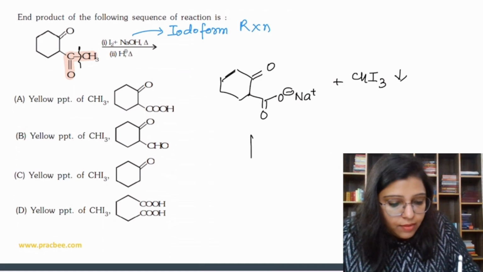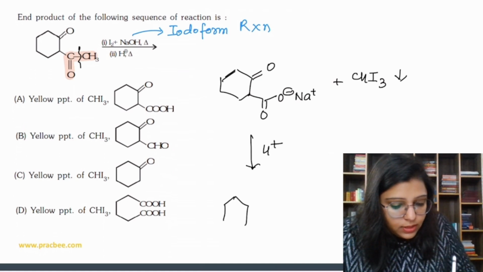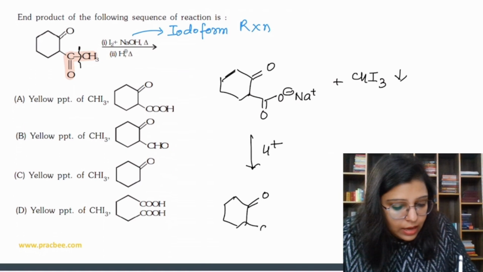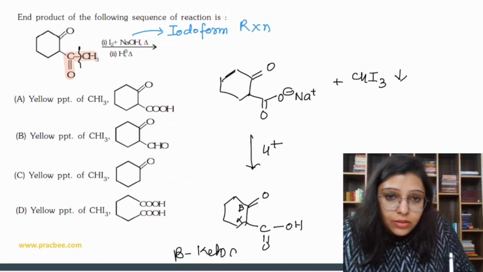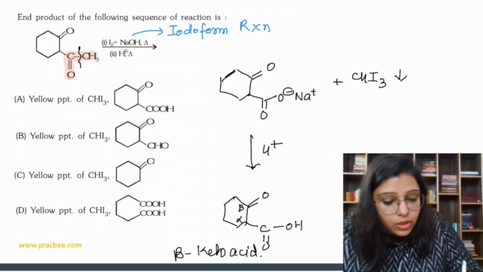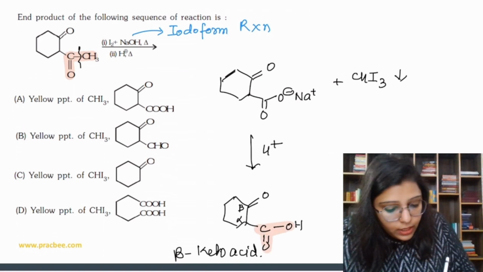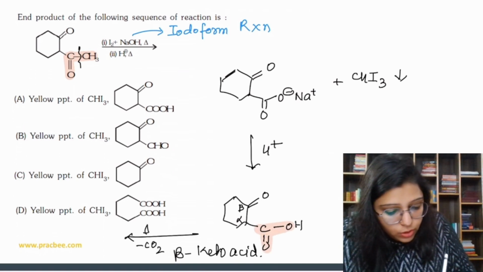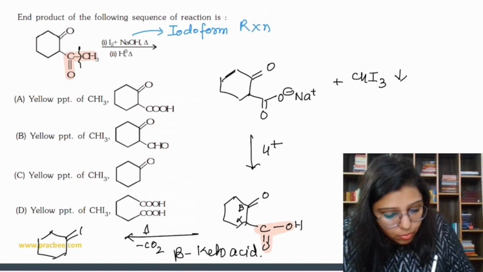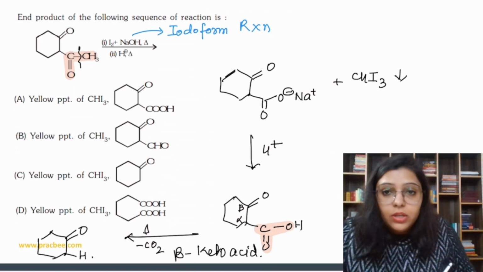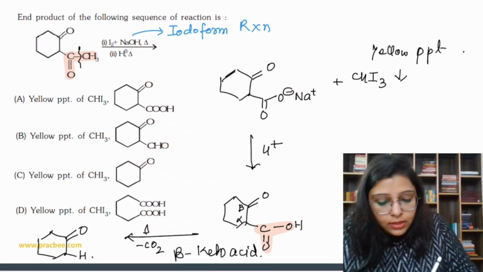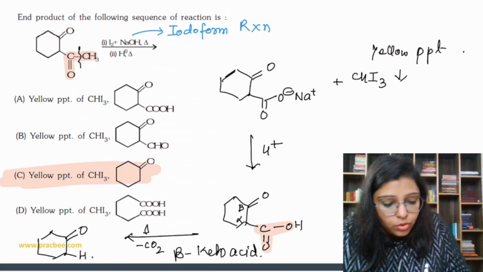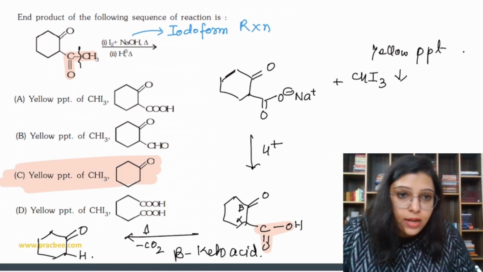Then we have H plus. So with H plus we form carboxylic acid. Now heating is there. So this is alpha and this is beta. This is beta keto acid. Beta keto acid on heating removes CO2. So we get double bond O, and here we write H. So we get yellow precipitate of CHI3 and cyclohexanone. So option C is going to be the correct answer.